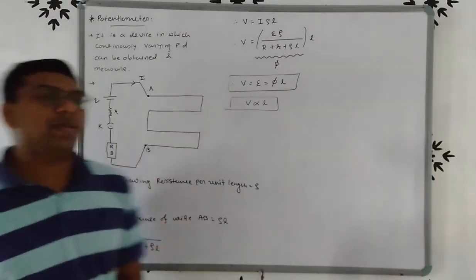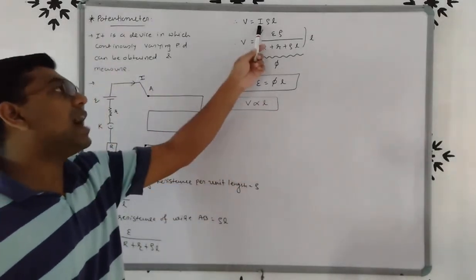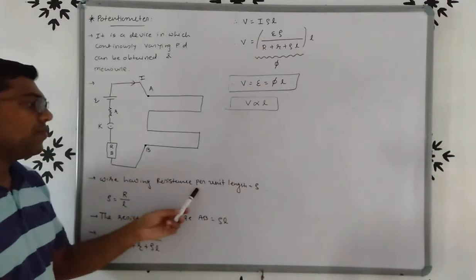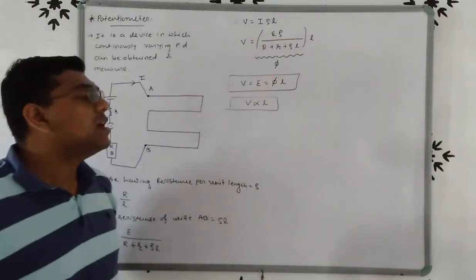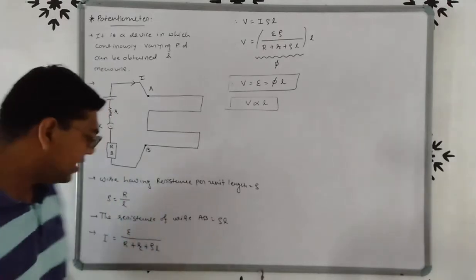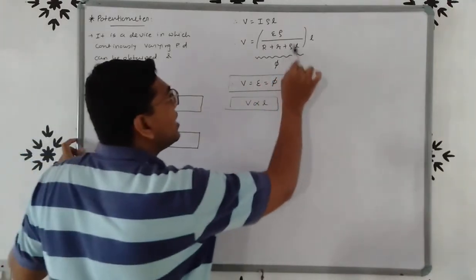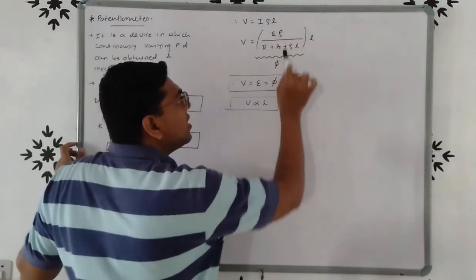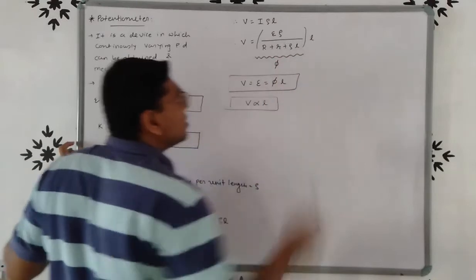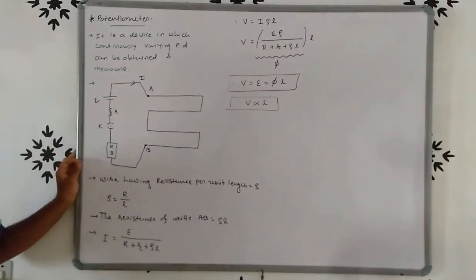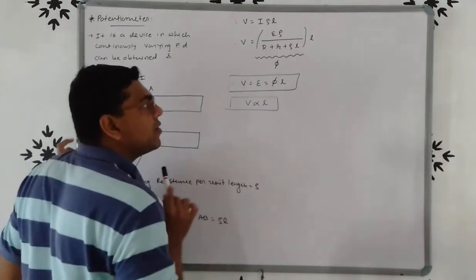Now we know the formula of potential difference, V is equal to IR. The resistance of wire AB is rho L. Now we know the value of I, that is E upon capital R plus small r plus rho L, into rho L. This term, E rho upon capital R plus small r plus rho L, is known as the gradient, which is constant and we denote it by phi.